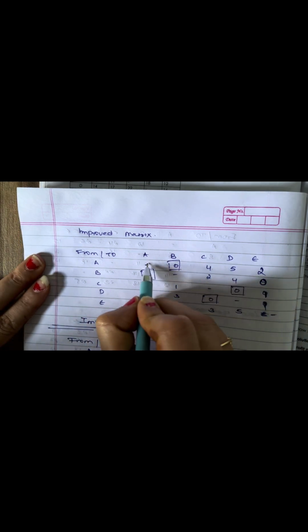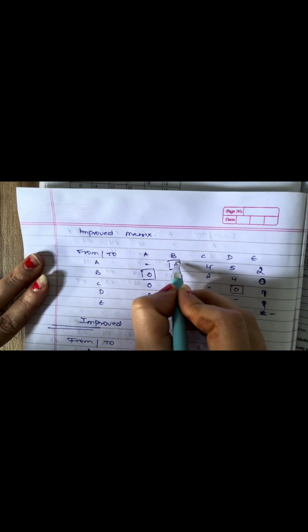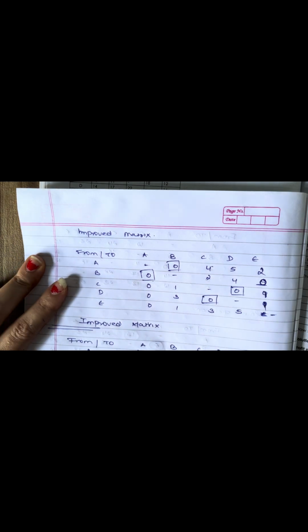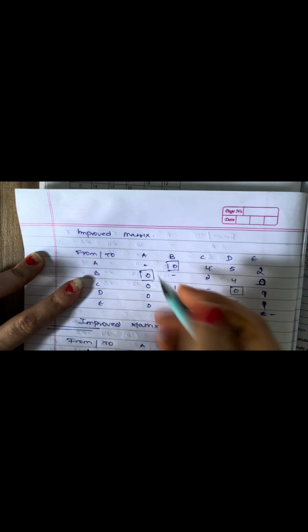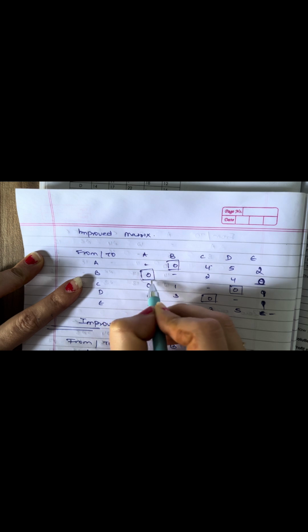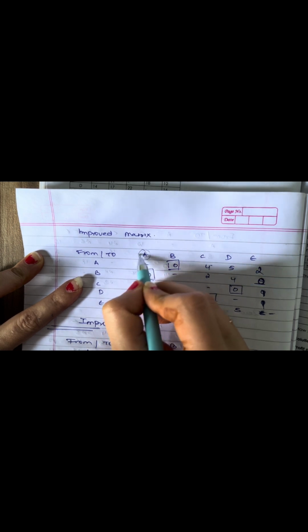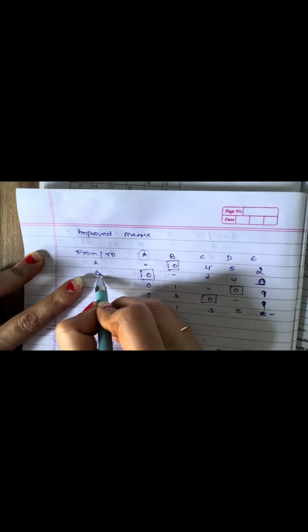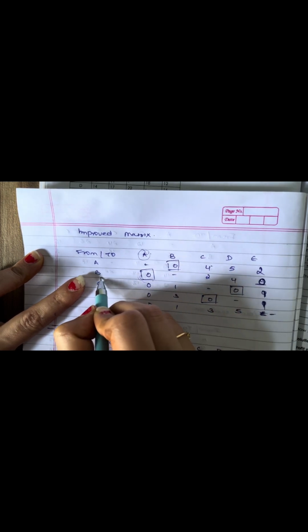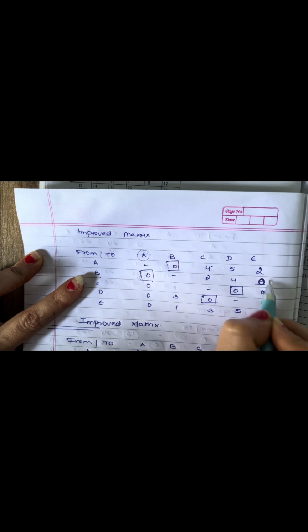Here I'll give you one more rule. What is the next rule? There should be 1 zero in each row and each column. That means if I highlight this zero in row B, for example, I am selecting this allocation. So suppose salesman A is allocated to job B. So I cannot take this.